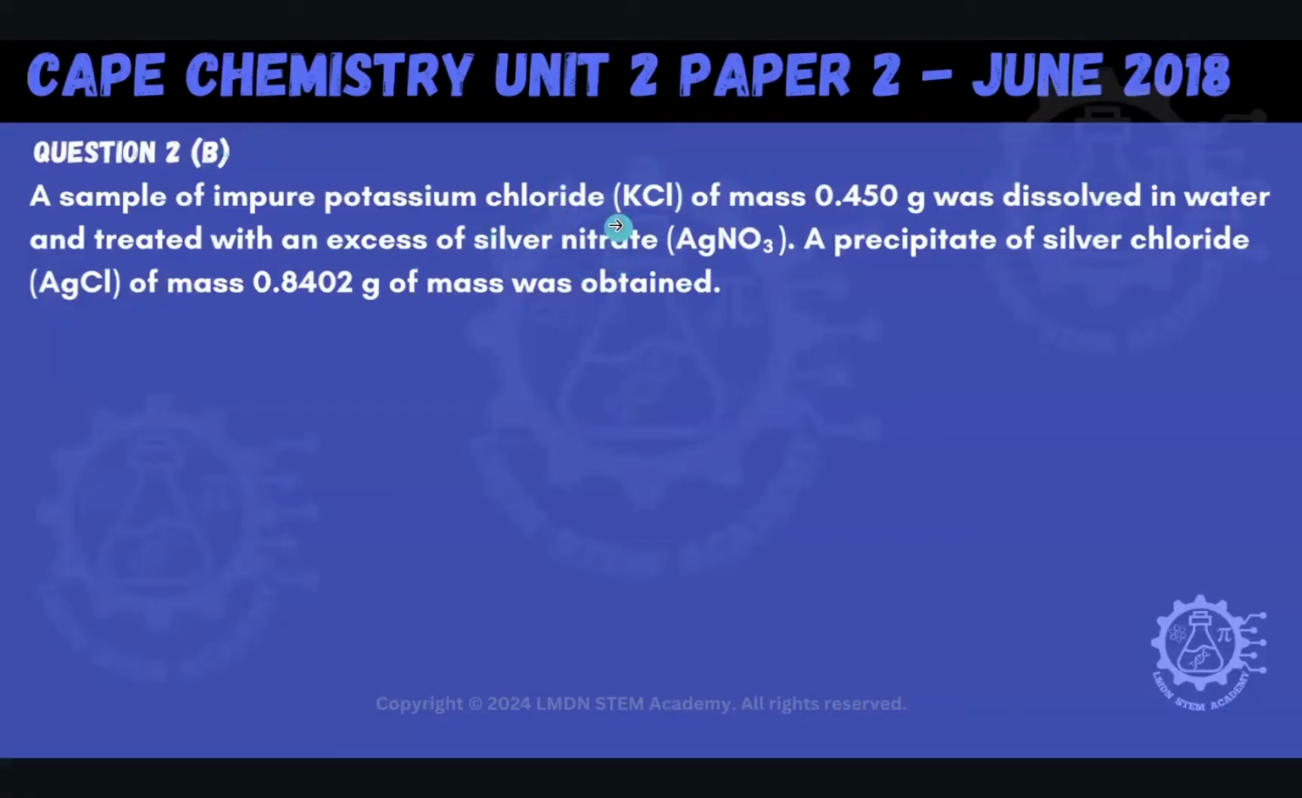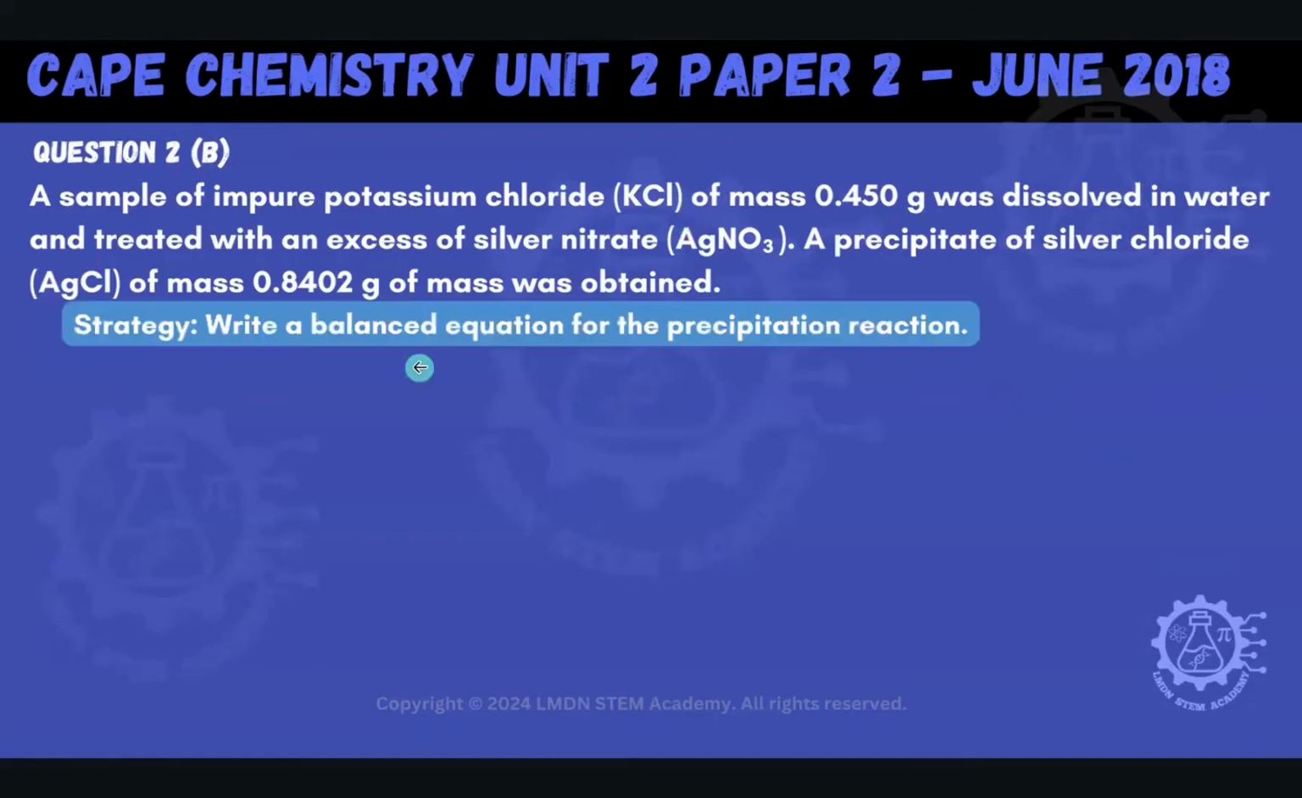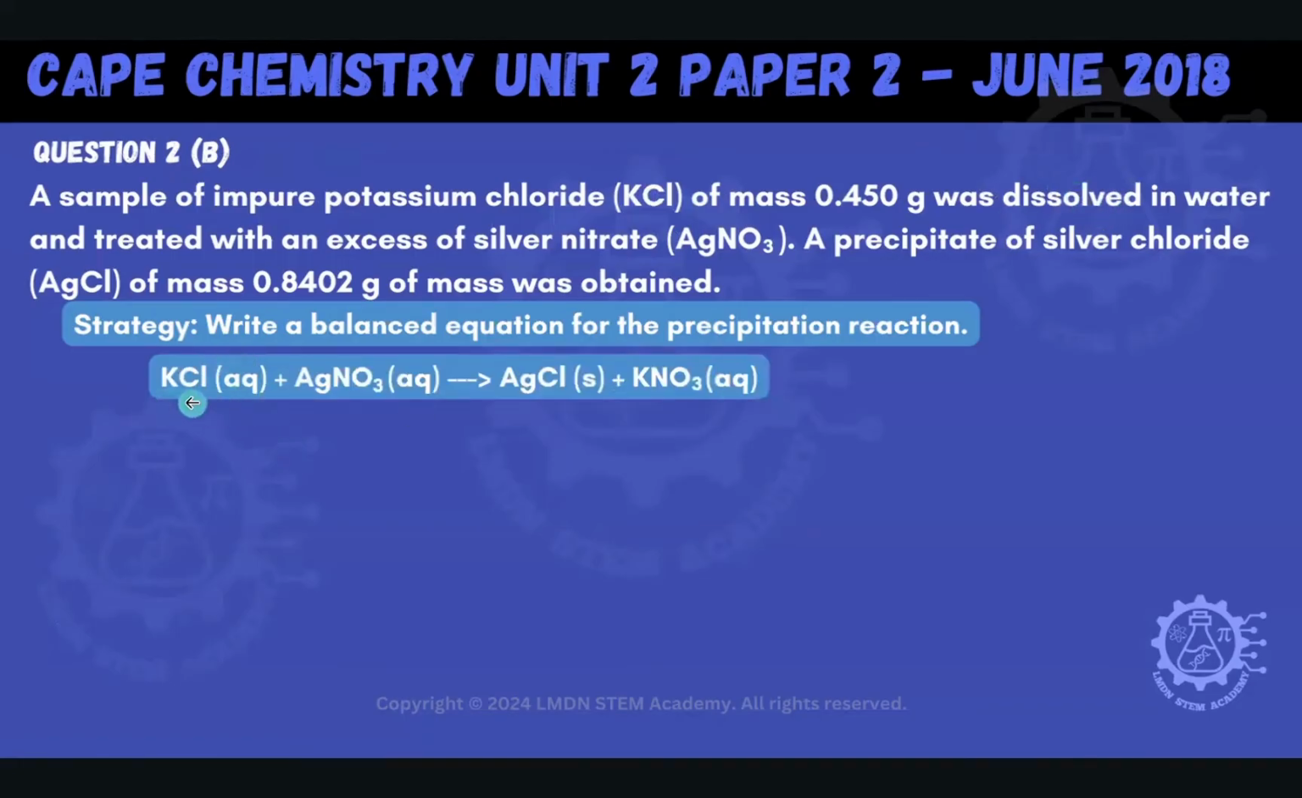But before we even get into anything else, I think the strategy here, whenever you're given these numbers and these words, is that what you're going to need to do first of all is write a balanced equation for the precipitation reaction, because this is a precipitation that's going on here. So we have impure KCl and we dissolve that in water, so what we're going to get is aqueous KCl. And then to that, we're going to add an excess of silver nitrate, so that's in the aqueous phase. And then from that, we're going to form the silver chloride precipitate.